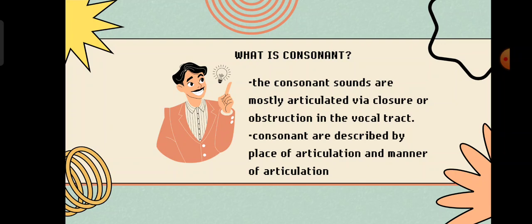Consonants are described by the place of articulation and manner of articulation. The places of articulation range all the way from the glottis to the lips, the last place of the vocal tract where the outgoing air can be modified.